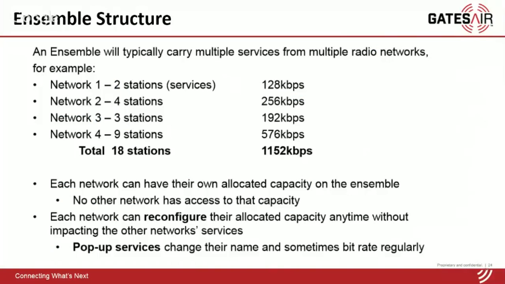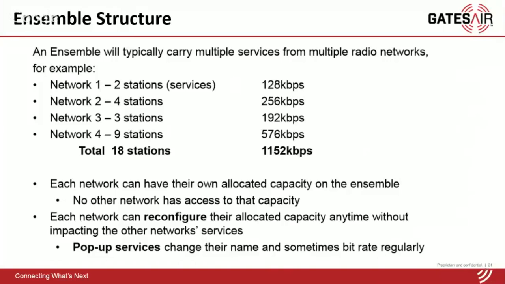In the ensemble structure itself, it's a pretty flexible system that allows them to carry multiple services and multiple networks. So you could have one network doing 2 stations at 128 kilobits. You could have a second network doing 4 stations at 256. Third network, 3 stations at 192 kilobits, and maybe another network doing 9 total stations for 576 kilobits. And all of those bandwidths are dedicated to those network services. So you've got a total of 18 stations taking up pretty much the whole bandwidth of 1152 kilobits. There's a little bit left over.